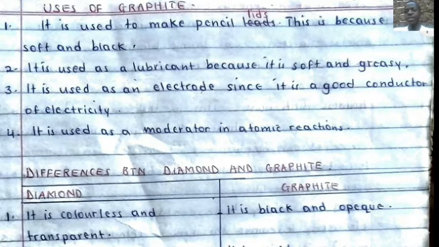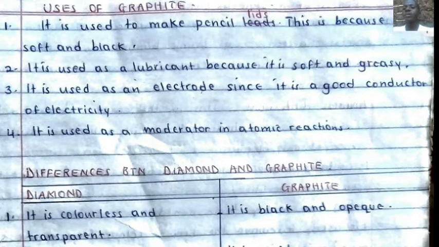The second thing is that it is used as a lubricant because it is soft and greasy. It is used as an electrode since it is a good conductor of electricity. So it is used as an electrode because it is a good conductor of electricity, unlike diamond. And it is used as a moderator in atomic reactions. So in atomic reactions it is used as the moderator.